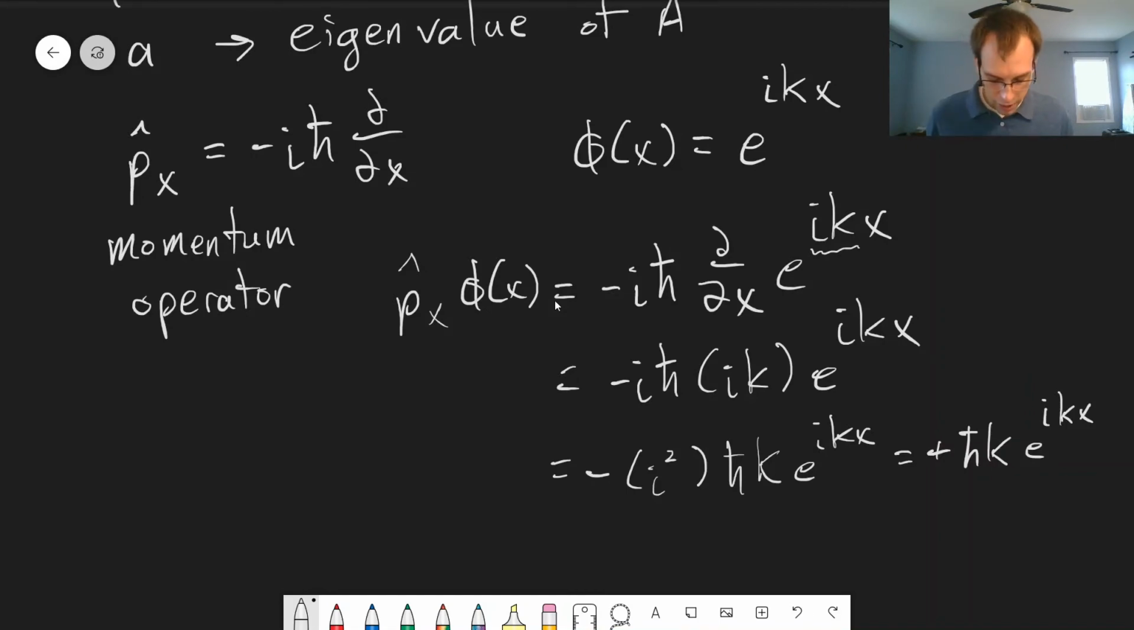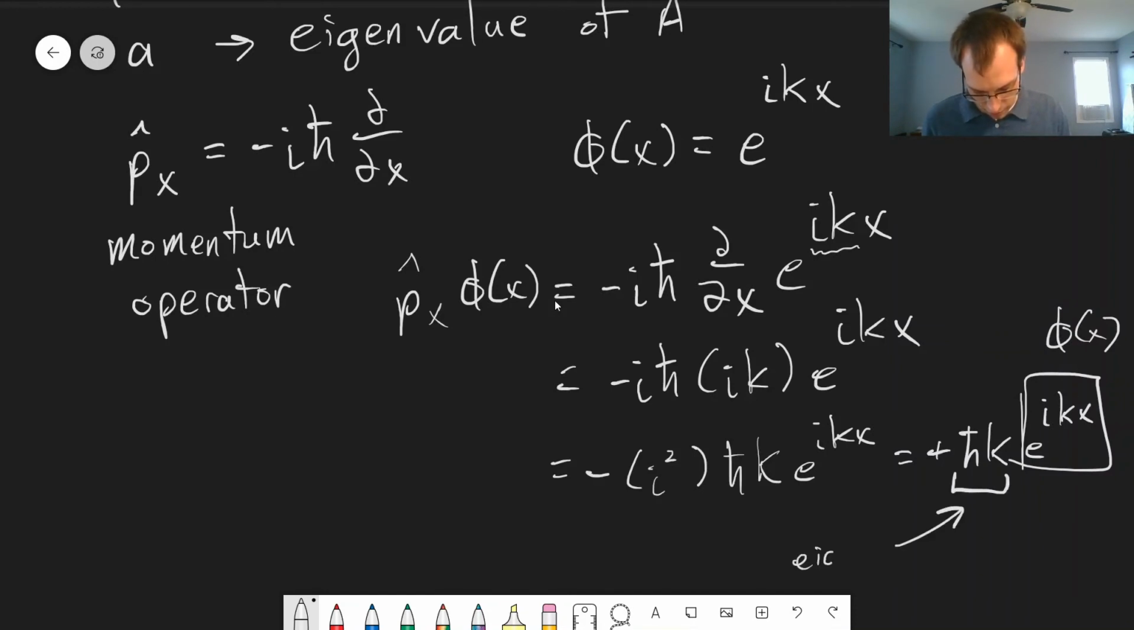And we see we do have our original function right here. This is our phi of x. And now we have just some constants here. This is our eigenvalue. So this is an example of an eigenvalue equation for the momentum operator. We would say that the eigenvalue of the momentum operator is h bar k, and the eigenfunction is e to the ikx. So this is an example of an eigenvalue equation, and we'll see these show up a lot in quantum mechanics.